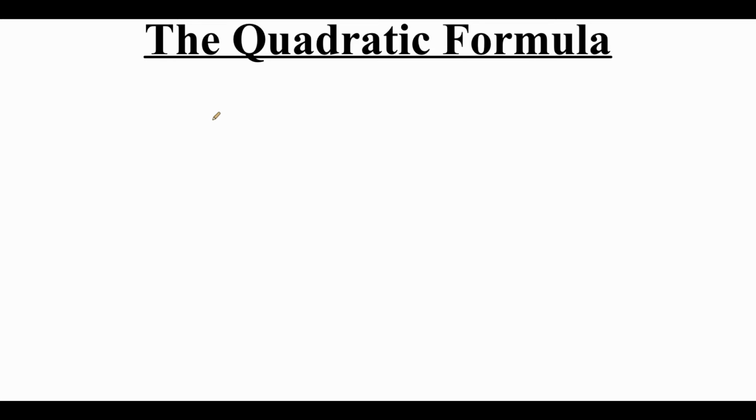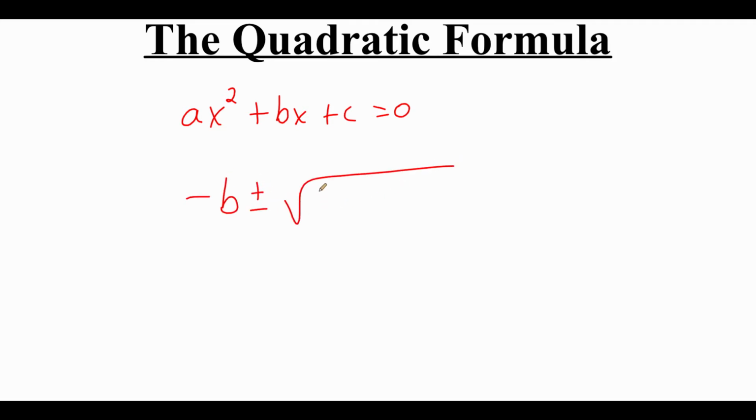As we're looking at the general form of a quadratic equation, it's going to look like ax squared plus bx plus c equals 0. And the way the quadratic formula is going to work is it's going to take these a, b, and c values from our equation and use them in this formula to help us solve. So the quadratic formula is negative b plus or minus the square root of b squared minus 4ac all over 2a.